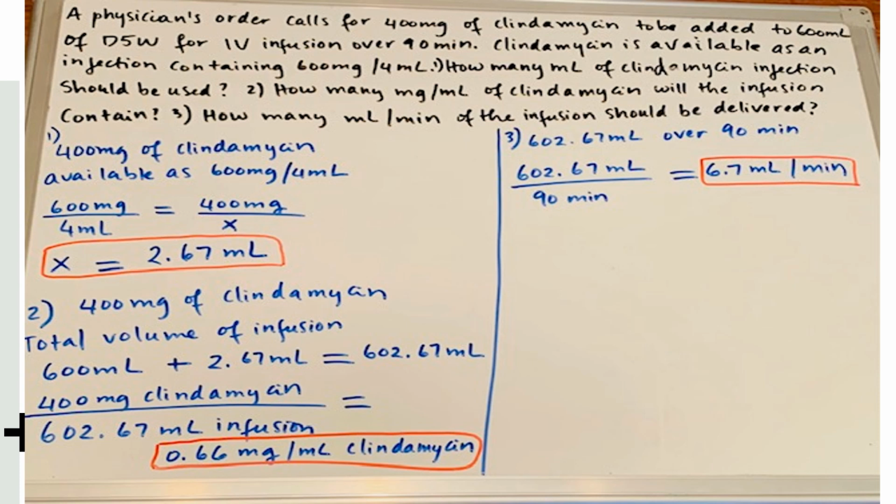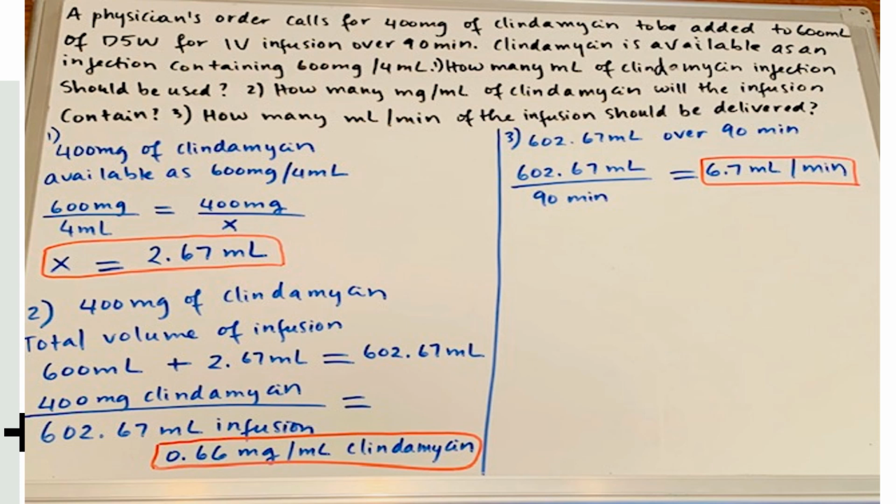Questions: 1. How many ml of clindamycin injection should be used? 2. How many milligrams per ml of clindamycin will the infusion contain? 3. How many ml per minute of the infusion should be delivered? Okay, so it's a three-part problem. So we're asked three questions. So let's look at this closely. So first question is, how many ml of clindamycin injection should be used?